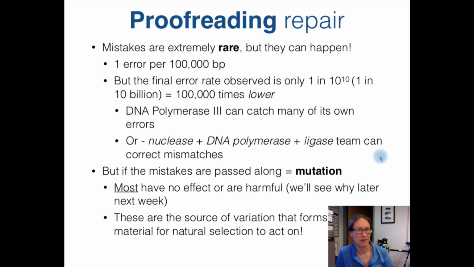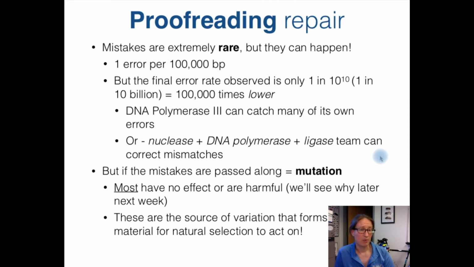This is just a restatement of what I described for proofreading repair, so although mistakes are really rare, they do happen. Just as a reminder, DNA polymerase 3 will catch a lot of its own mistakes, and if it doesn't, in a lot of cases, an exonuclease plus DNA polymerase 1 plus ligase will correct those mismatches to bring the error rate down to only 1 in every 10 billion bases.